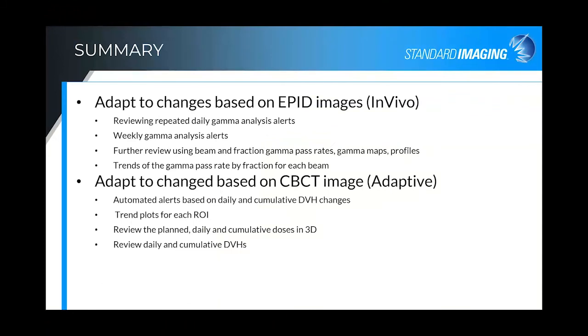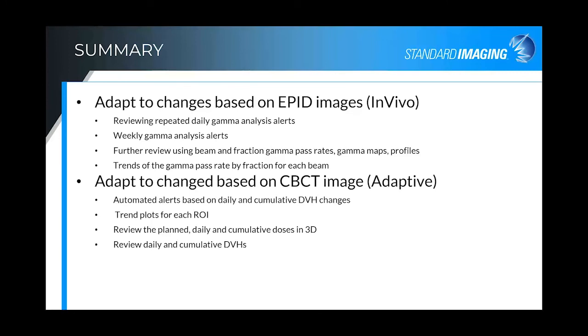And so, in summary, one can adapt to changes in radiotherapy using either the in vivo or adaptive modules of Adaptivo. The in vivo module measures using EPID images. Tools that one uses are reviewing repeated daily gamma analysis alerts and weekly gamma analysis alerts, so the daily and the weekly. Further review can be achieved using beam and fraction gamma pass rates, gamma maps, profiles, and trends of the gamma pass rate for each beam.